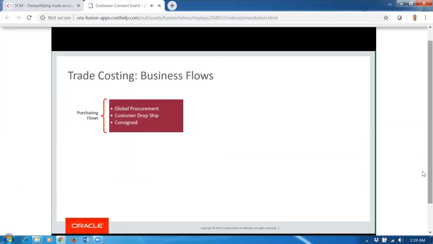So, retail costing business flows. On this slide, you see there are three different flows, and trade costing in general is for the complex business scenarios. In the case of the purchasing flow, we have something like global procurement, dropship scenarios, and consign. Similarly, for transfers, all the inter-organization transfer flows, there's a concept of in-transit. You want to track your inventory in transit in financial numbers. So even though there's a shipment and receipt, you would still have the trade event coming in to help you track the inventory value in transit.